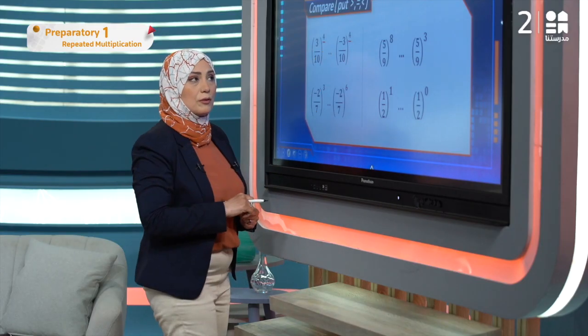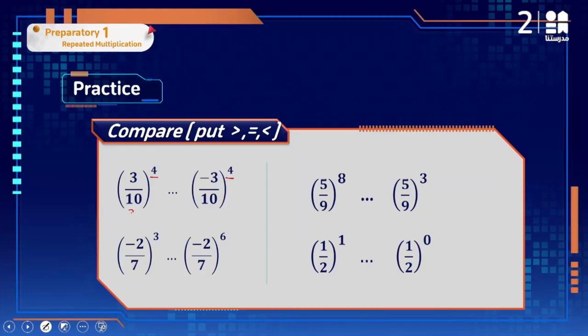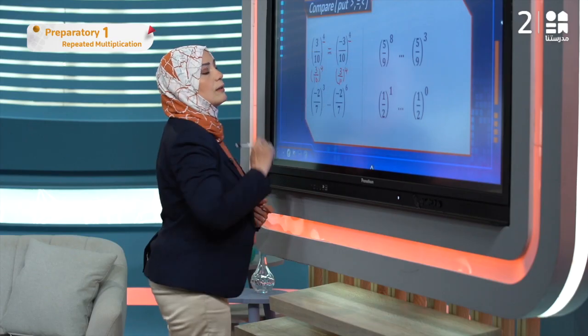What about the even power? We will ignore the negative sign. So in this case, we will get 3 over 10 to the power of 4, and here also it is 3 over 10 to the power of 4. Why? We ignored it because of the even power. So they are equal, the first one.